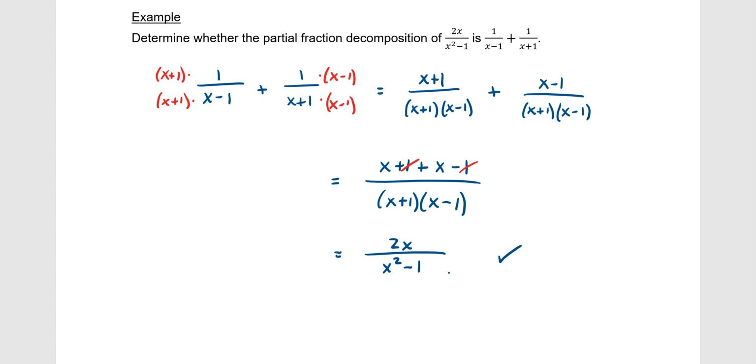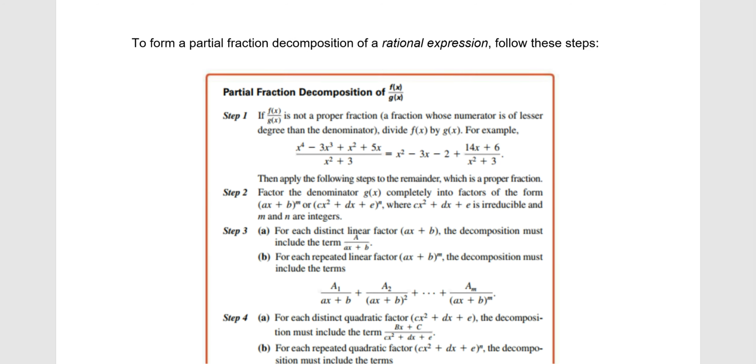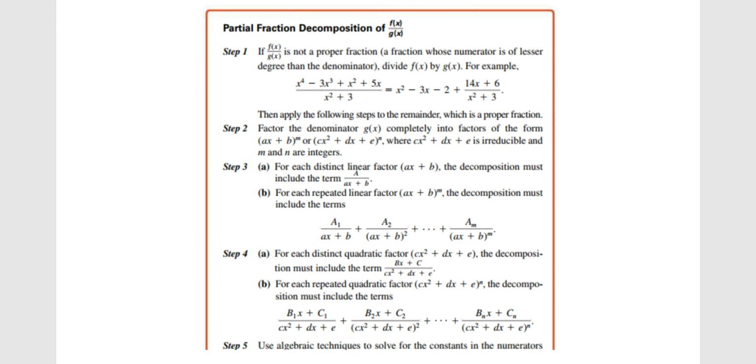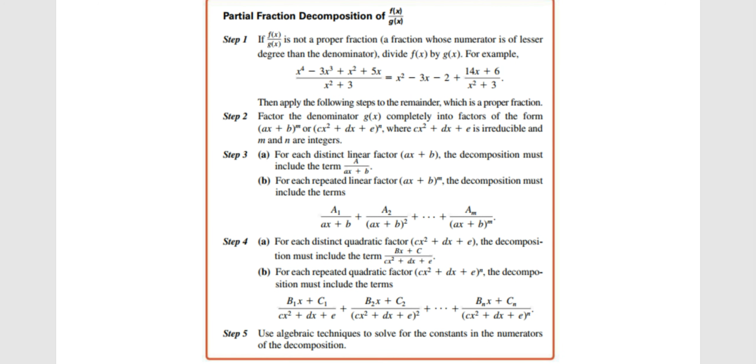So in this case, the partial fraction decomposition of 2x over x squared minus 1 is 1 over x minus 1 plus 1 over x plus 1. Okay, so now we're going to actually see how we can figure out these partial fractions without being given them. So to form a partial fraction decomposition from a rational expression, we need to follow these steps here. So they're going to seem pretty confusing until we see an example.